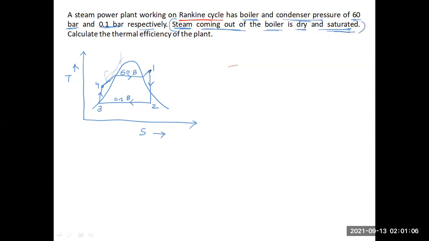Okay, but you see what is the exit point of the boiler? This region is called superheated region. This is superheated. Okay, but what is the demand of the question? In question he is asking steam coming out of the boiler is dry and saturated. Okay, so steam means it is nothing but vapor and saturated means the outlet point of this one should lie in this line. Okay, so this is not the correct Rankine cycle. So we have to modify this Rankine cycle. How to modify this Rankine cycle?